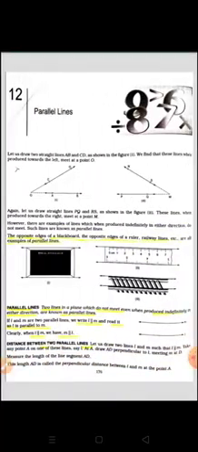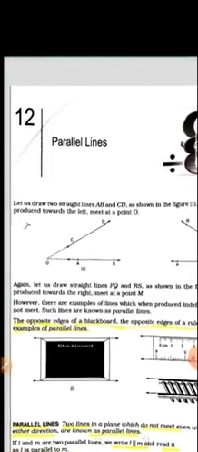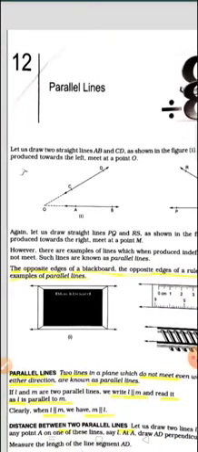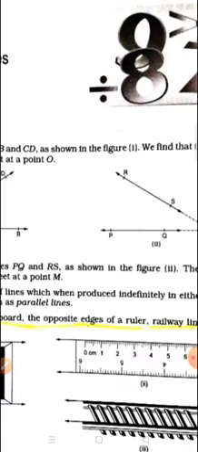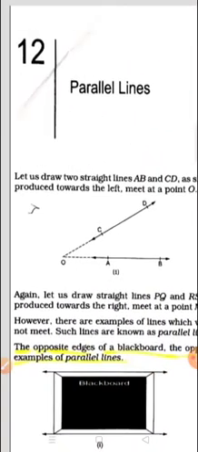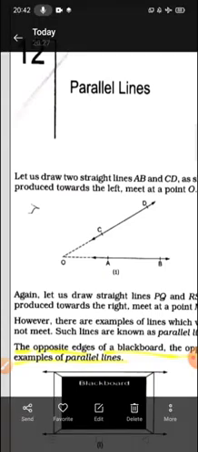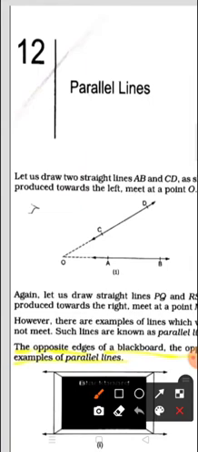Let's start the class. New chapter, chapter 12, parallel lines. Let us draw two straight lines AB and CD as shown in the first figure. We find that these lines, when produced towards the left, meet at a point O. Here you have seen in this figure, AB and CD, when produced, meet at a point O.